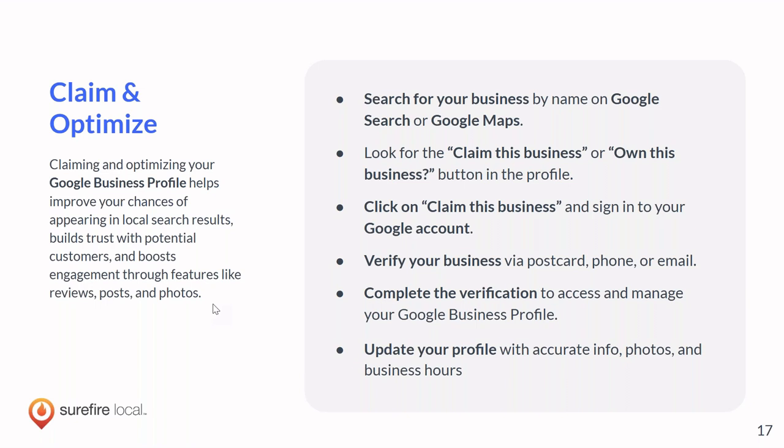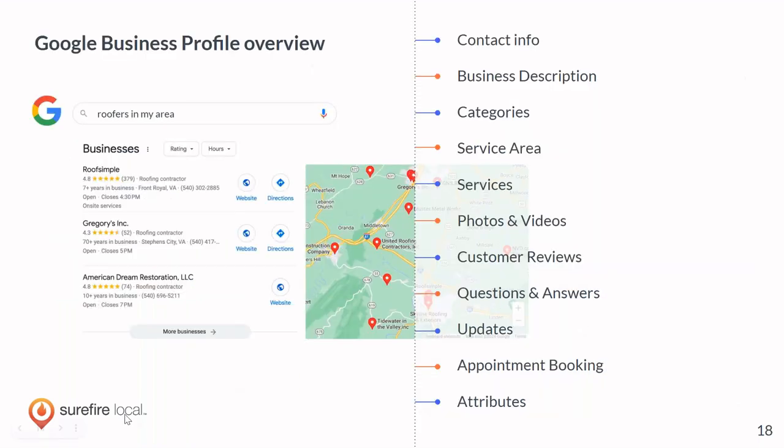So search for your business by name on Google Search or Maps. Look for the Claim This Business or Own This Business button in the profile. This just gives you an idea of how you would go about claiming if you have not already done so, and how to verify all your information. So you have that there, and you can come back to that if need be. I'll go ahead and move on, given a lot of you have hopefully already taken that step. If you haven't, you might as well just click off this and go do that right now, because that's the very first important thing you can do.